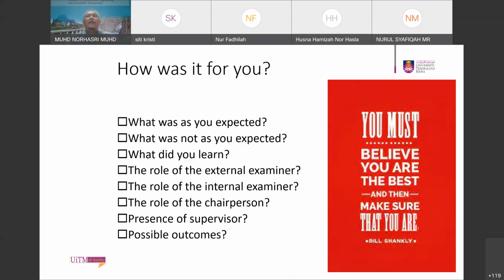They also expect that you can perform very well. During the presentation of DRP or viva, I think the supervisor is not in a mood to do anything else if their student is in the room. So during the session, the external and internal examiners, the chairperson, the student, and the supervisor all play their roles.